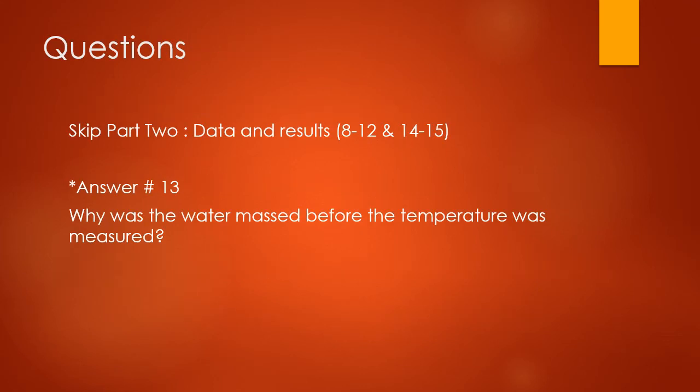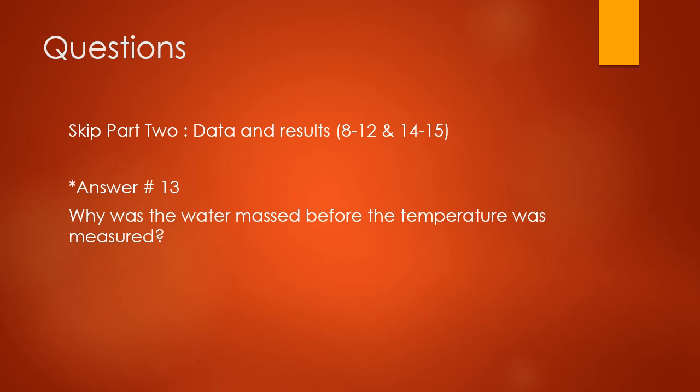So we are skipping part 2. If you turn to page 64, you'll see there's part 2, data and results. You do not need to do that part. I do want you to answer question 4, the last question on page 63. When you turn the page to page 64, you can cross out that table. You are also not doing any questions on page 64.